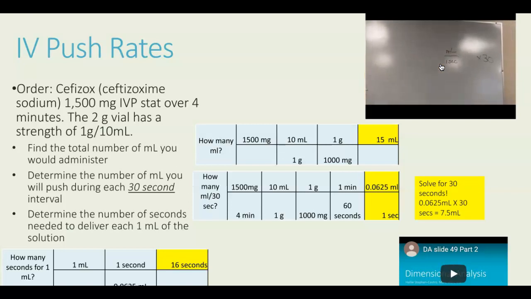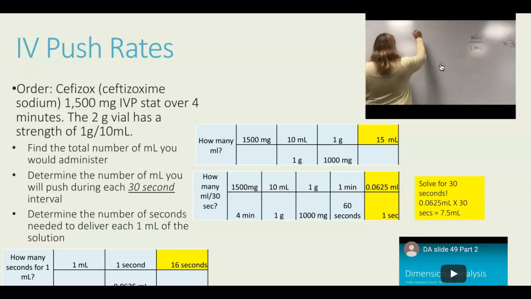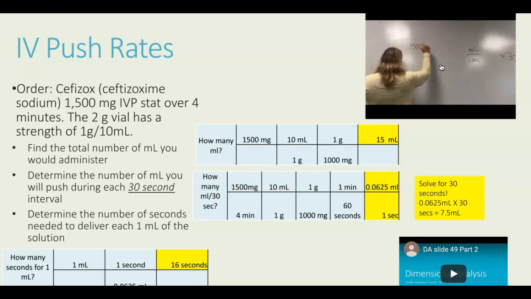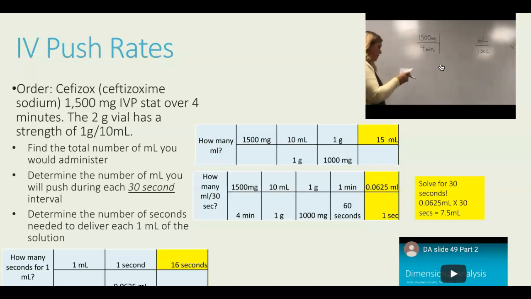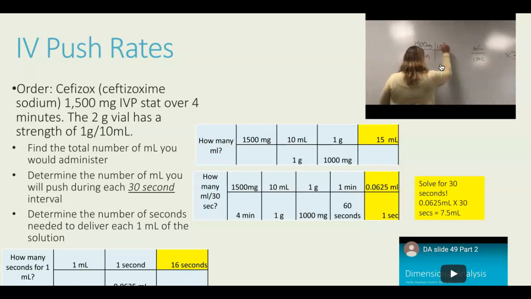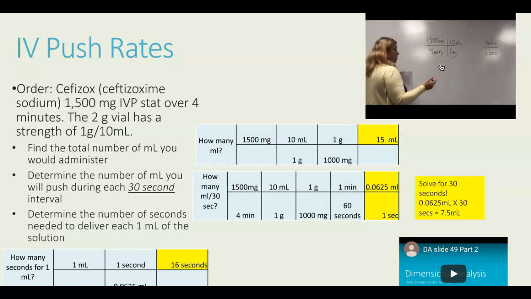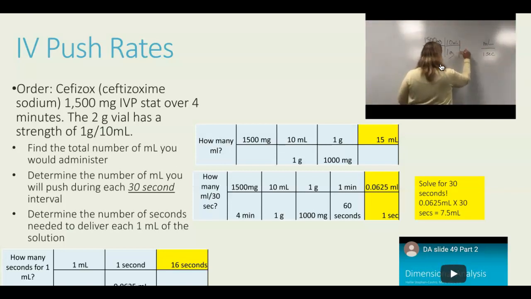All right. So remember, our order says we've got 1,500 milligrams of this medication in 4 minutes. That's the amount we're going to push in 4 minutes. We've already decided it's 10 mils and 1 gram of medication, or 1 gram of medication in 10 mils. Remember, I put my mils up here because that's what I want on top. And you see already, I've got milligrams and grams, so we need to put that conversion in there. So we're going to go 1,000 milligrams is 1 gram, and now my milligrams are gone, and my grams are gone, but I'm still left with minutes over mils, and I need seconds.